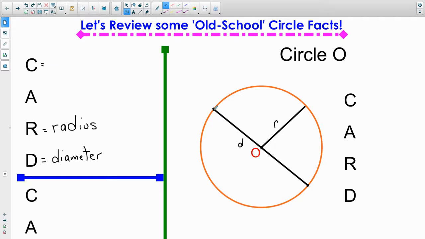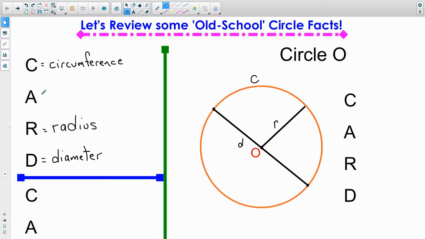The C is the line that actually goes around the entire circle, that actually makes the circle. In this picture, the orange line is the circumference. That actually has a length, and that is the circumference. I'll put a big C over there, the circumference.